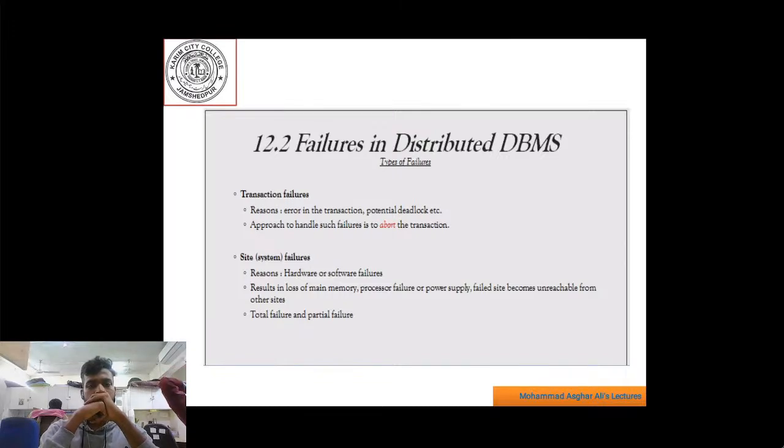Number 1, transaction failures. The transaction can fail for a number of reasons. Failures can be due to an error in the transaction caused by incorrect input data.